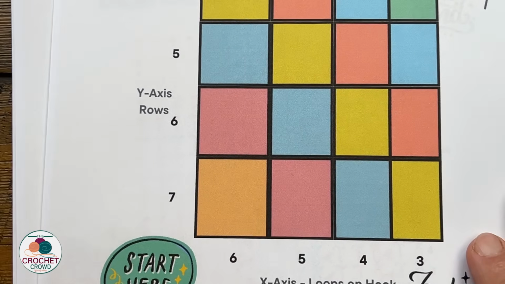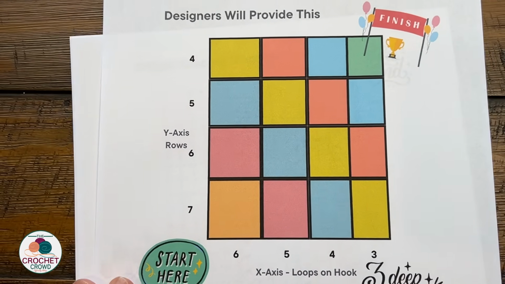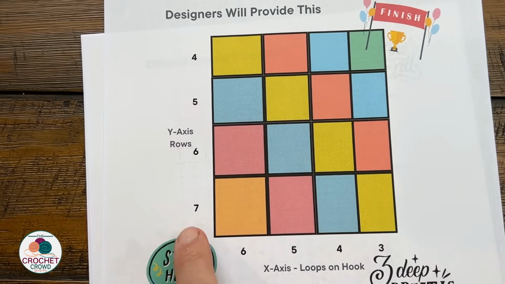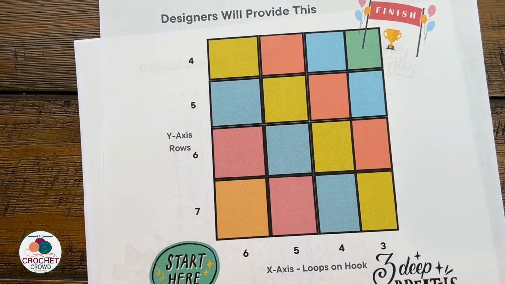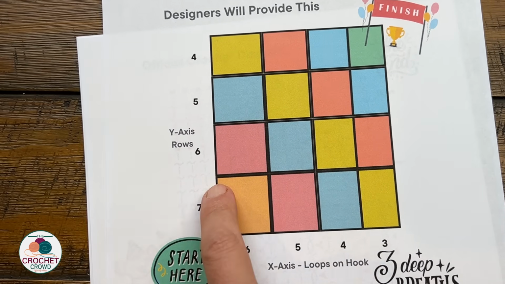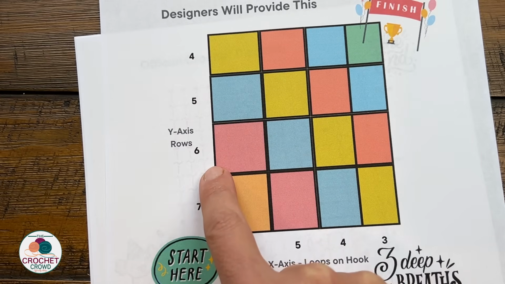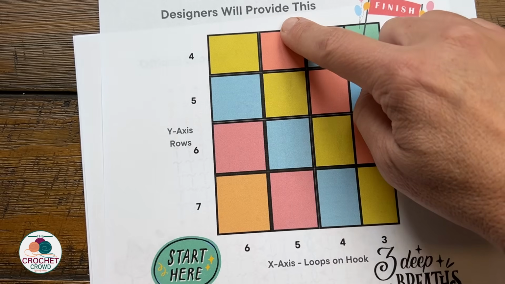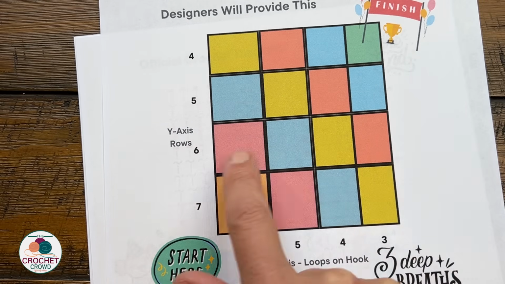So the designers will normally provide information that will look like this. They will give you the number of loops that are in the x-axis, okay? So a number of loops that will be on your hook, and this is the number of rows high. So what we want to do is complete the first one, come back, and now it's only going to be 5 loops wide, and then this one will be only 6 tall. And you can see that this carries all the way up the same, so it'll always be 5 loops in this direction, and this one will always be 6 rows high all the way across.